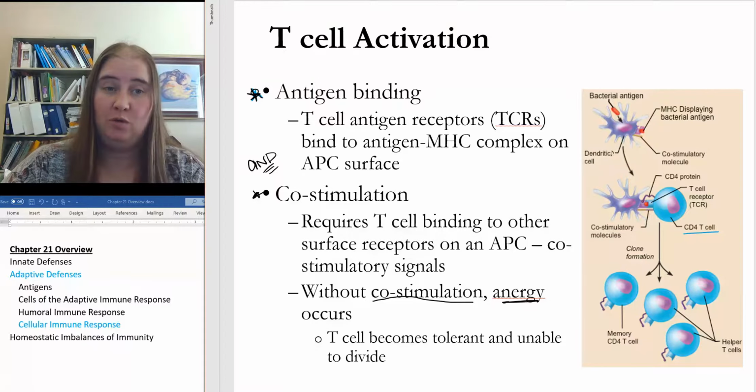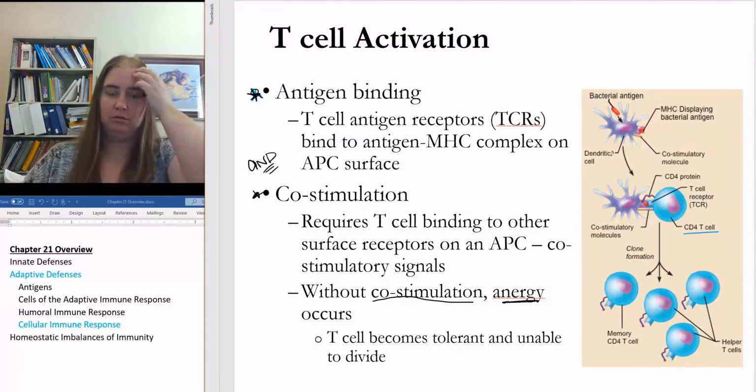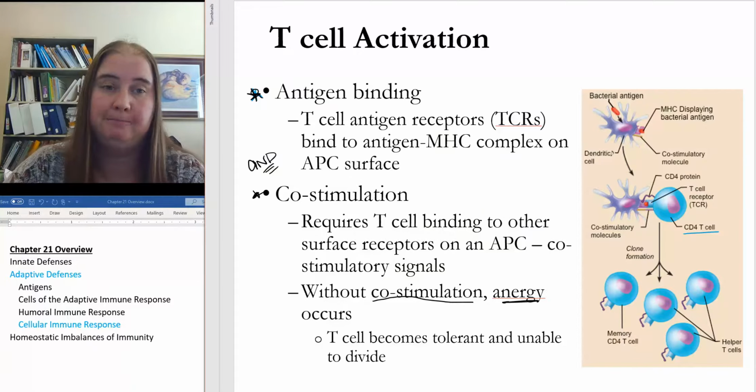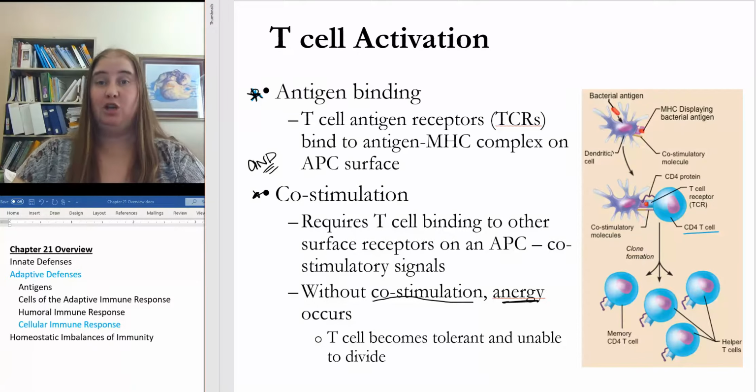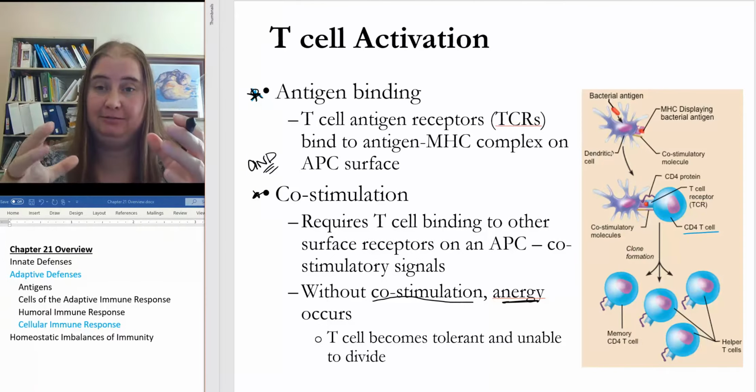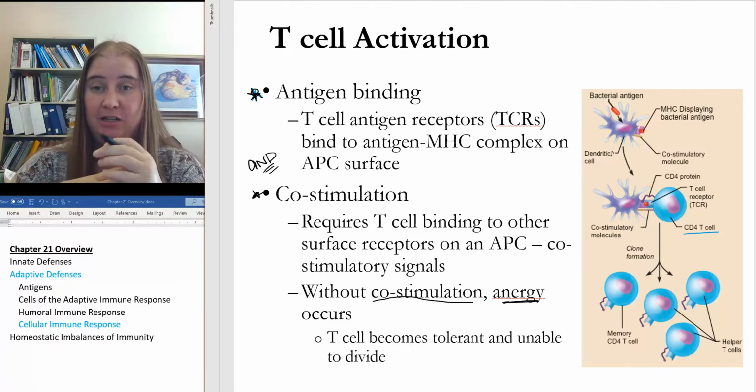So if you only get one of these, you get stuck here. You can't do the clonal selection or clonal formation. So we have an activated T helper cell, activated by the antigen presenting cell.